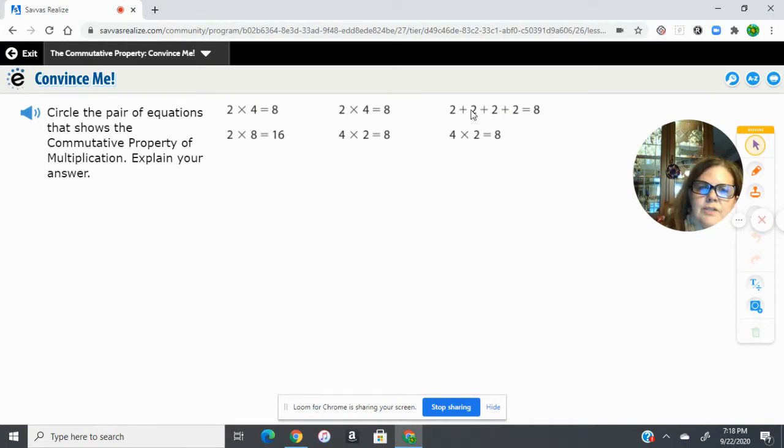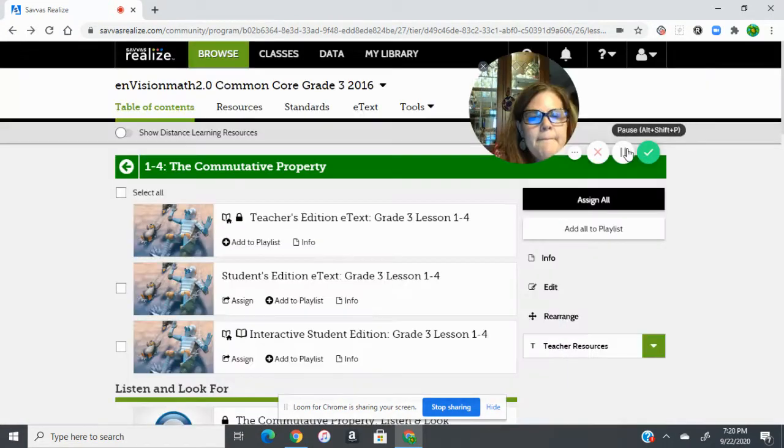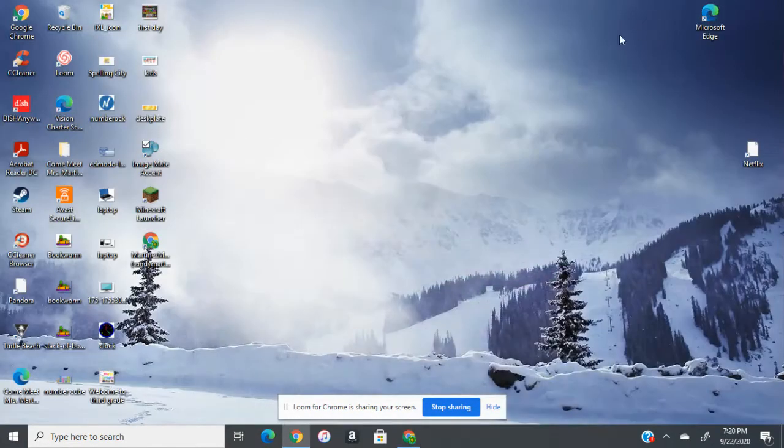2 plus 2 plus 2 plus 2 equals 8. 4 times 2 equals 8? Are those showing the same answers? All right, so go ahead and write in your book and tell us what you think. And then we're going to be correcting it together. Okay, so I'm going to go grab the ImageMate camera.